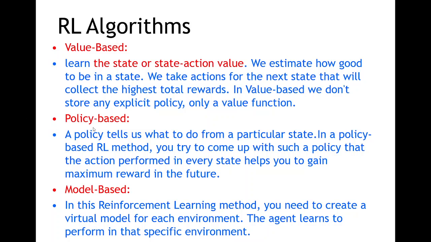The policy-based method. A policy tells us what to do from a particular state. In a policy-based reinforcement learning method, you try to come up with a policy such that the action performed in every state helps you gain maximum reward in the future. Then, other than these two methods, we have a model-based algorithm for reinforcement learning. In this method, we need to create a virtual model for each environment. The agent learns to perform in that specific environment.